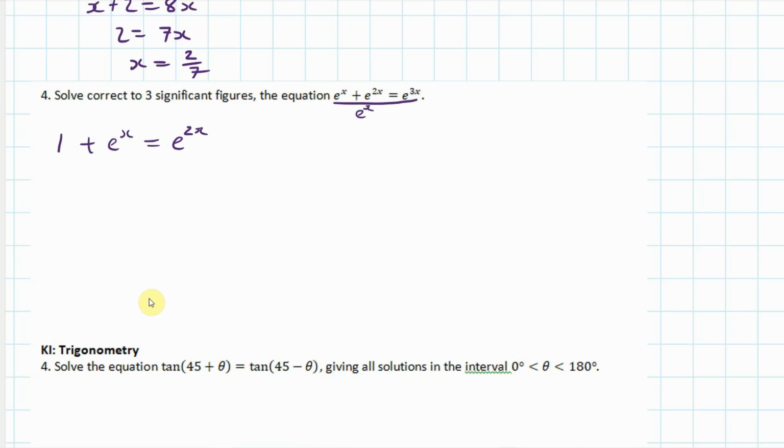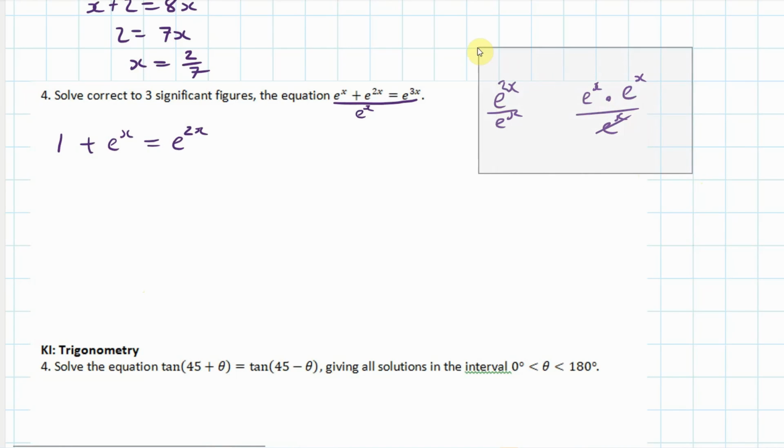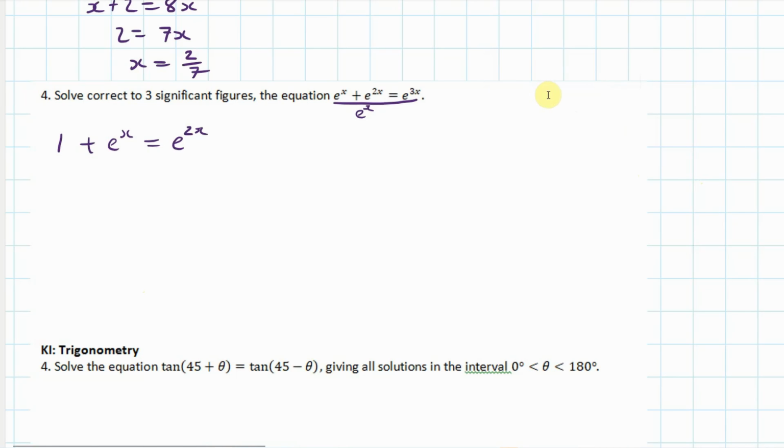Well, no. e to the x over e to the x is 1, right? So that's that bit there. e to the power of 2x over e to the x is e to the x. Now, why is that? Well, because e to the power of 2x is like e to the x times e to the x, right? Using your index laws. So if we've got that over that, we can just cancel one out, right? So that's what I'm doing. And then same idea with e to the 3x is e to the x times e to the x times e to the x. So that's all I've done.